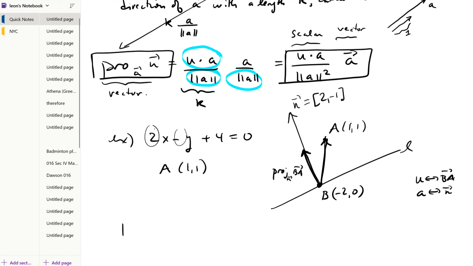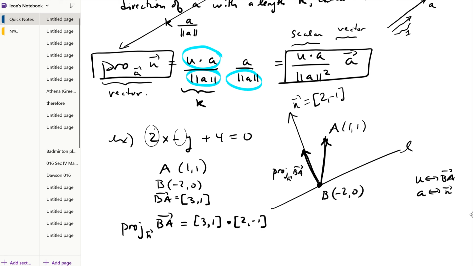So let's first take a look at the projection of BA onto n. Well, what is that? According to my formula, it's the dot product of BA and n. So this is also something I may need to calculate. Let's write B here. B is (minus 2, 0). I need BA. BA is done by subtracting from A the coordinates of B. So I'm going to get (3, 1). So the projection is going to be (3, 1) dot product with n, (2, minus 1).